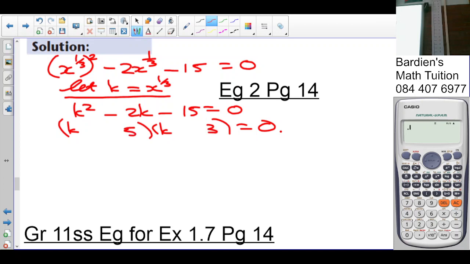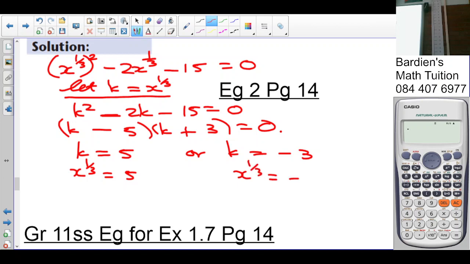What about our signs? Plus and minus. The bigger product must be minus. So k is equal to 5 or k is equal to negative 3. What is k? x to the power third, or x to the exponent third equals 5, or x to the third is equal to negative 3. So there is no numerator being even, neither the denominator being even. So no rules need to be applied there.